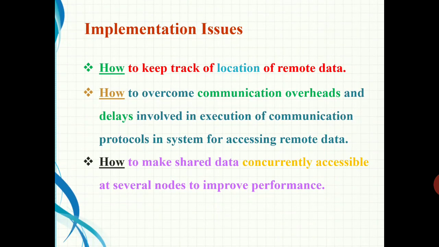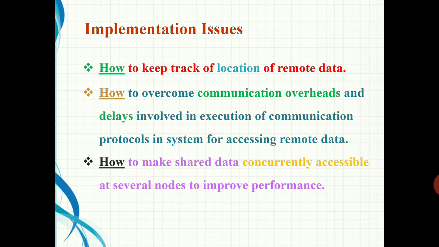Then there are some implementation issues. That is, how to keep track of the location of the remote data. The remote data may be present in any of the nodes in the system, so how to track the location of the remote data is one of the design issues. The second design issue is how to overcome the communication overhead and delay involved in the execution of the communication protocol in the system for accessing the remote data.